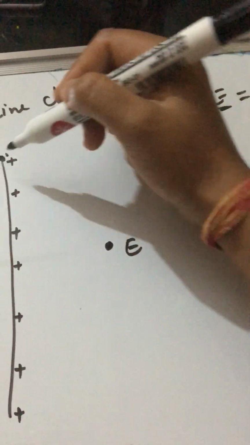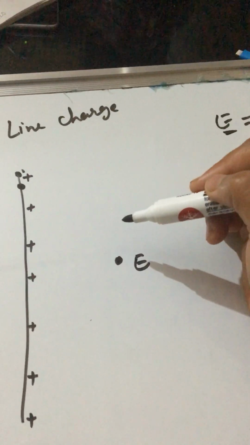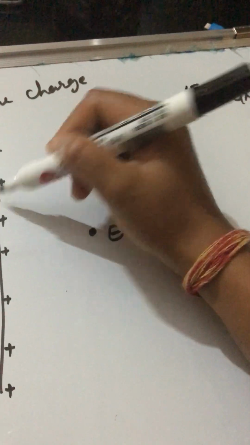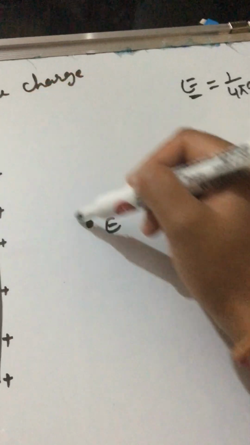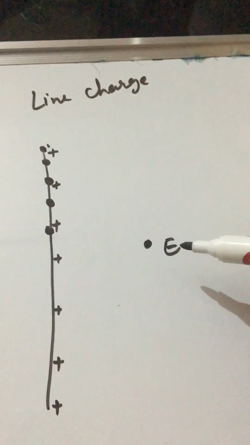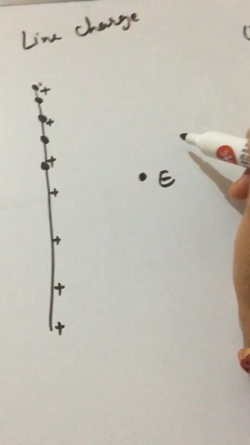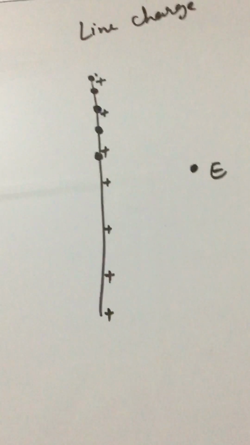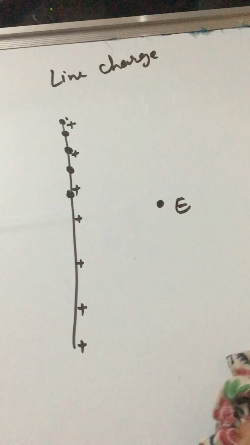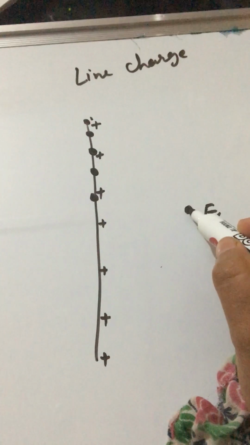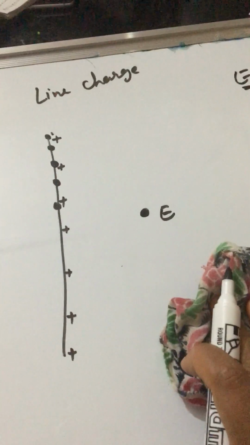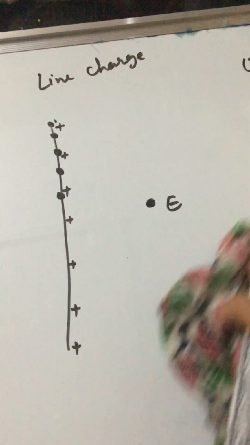Now for this point, you have to find the electric field. Lots of mathematics will come, very difficult to do. But instead of that, if we use the Gauss theorem, then we can easily compute the electric field at this point. Then we are going to use that idea. Let's see it.